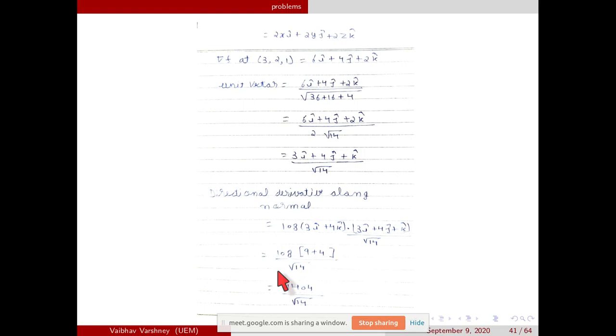Got it? Does anyone have any doubt in this question? Let me know. Directional derivative means to multiply with the unit vector.